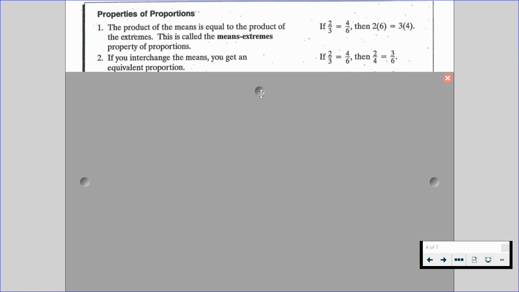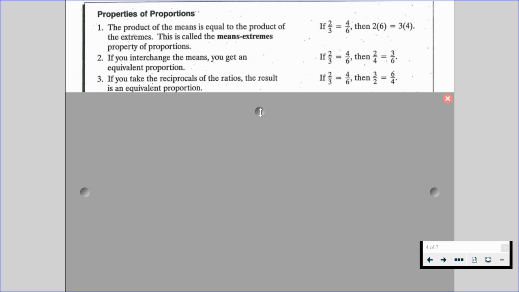The product of the means is equal to the product of the extremes. This is called the means extremes property of proportions. So if 2 over 3 is equal to 4 over 6, then 2 times 6 is equal to 3 times 4. Secondly, if you interchange the means, you get an equivalent proportion. So again, if we're given 2 over 3 is equal to 4 over 6, then 2 over 4 is equal to 3 over 6. If you take the reciprocals of the ratios, the result is an equivalent proportion.